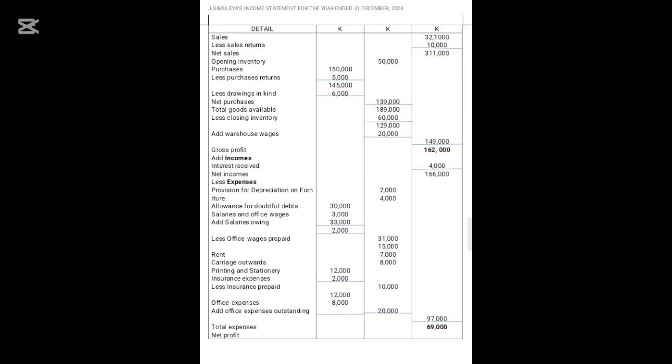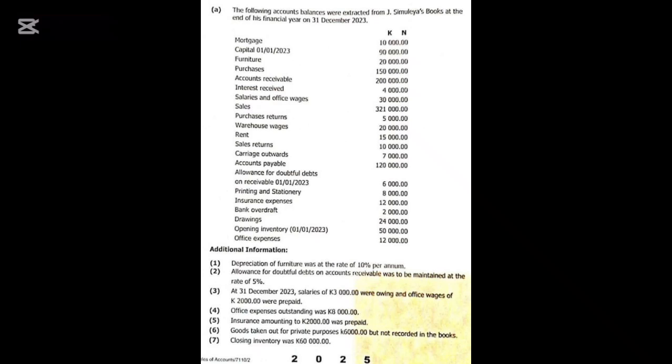So under the adjustments here, we have a statement which says goods taken out for private purposes 6,000 but not recorded in the books. So goods costing 6,000 were taken out of the business, but were not recorded in the books. So we need to enter this transaction, and how is it recorded in the final accounts?